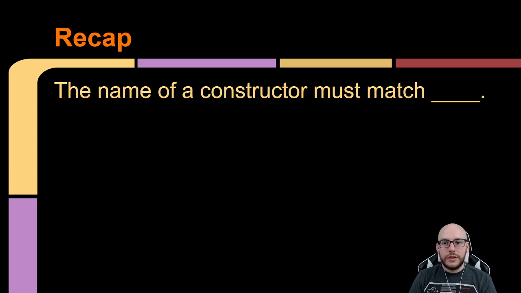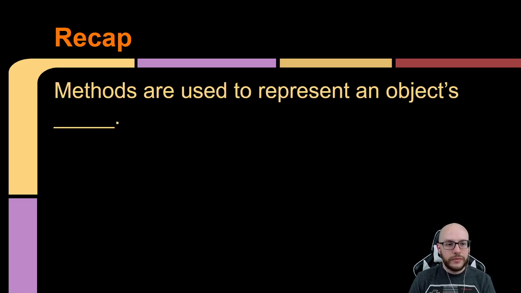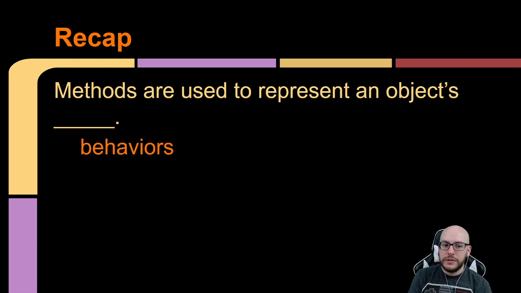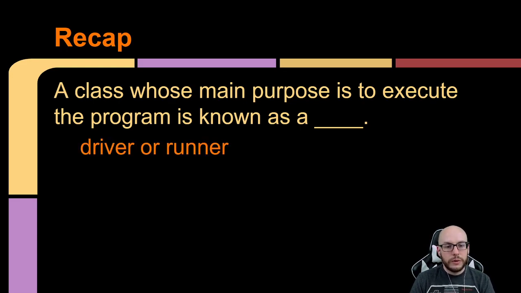The name of a constructor must match the name of the class as defined in the class header. Right? We saw that with our code. Dog with a capital D is the name of the class. In the constructor, it's dog with a capital D. Methods are used to represent an object's behaviors. A class whose main purpose is to execute the program is known as a driver or runner. I'm almost exclusively going to use the phrase driver.